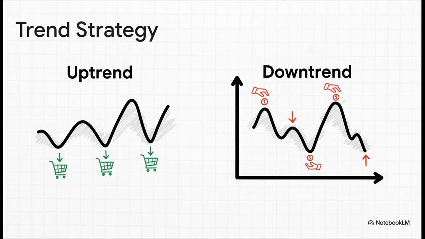The trend is your friend. Seriously, tattoo that on your brain. In an uptrend, we look to buy the dips, those little pullbacks to support. In a downtrend, we want to sell the rallies, the bounces up to resistance. It's really that simple, but man, is it powerful.